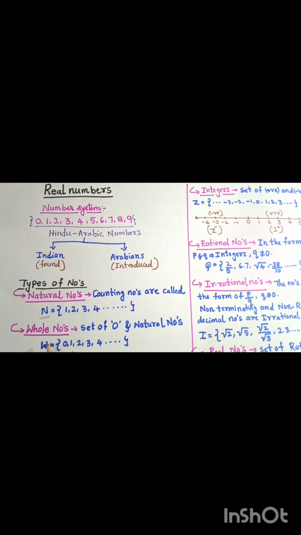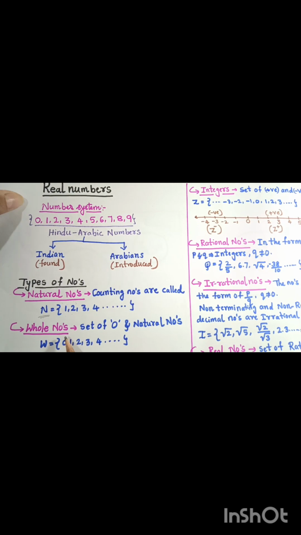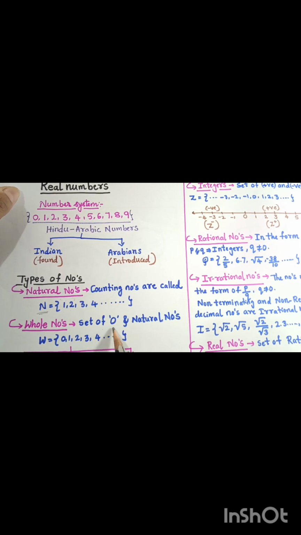Next, the second type is whole numbers. The set of 0 and natural numbers. It includes natural numbers also, and including 0. This set is called whole numbers. The whole numbers are denoted by W. Which are the whole numbers here? The whole numbers start from 0: 0, 1, 2, 3, 4, and so on.